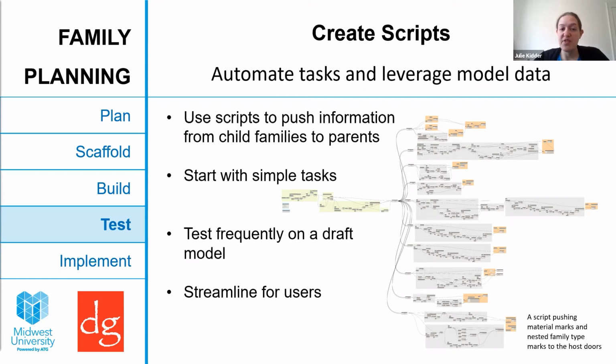So in the end, the script both validated the model and pushed information from child families to the parent host to appear in the schedule, pushed material information into the schedule, and double checked things like fire ratings and fixed up some naming of all those nested families.